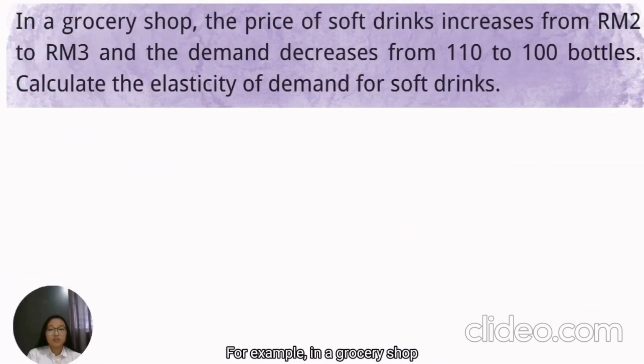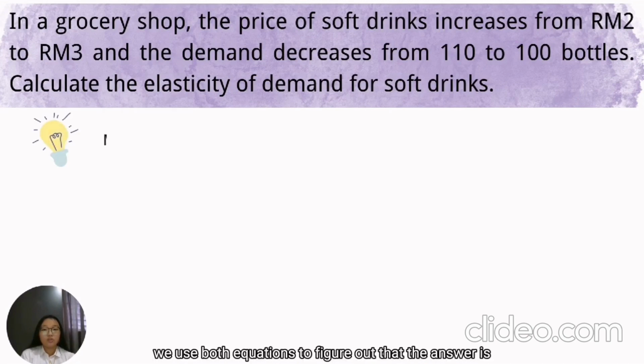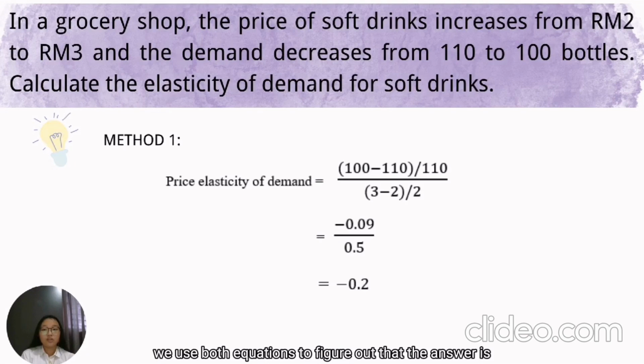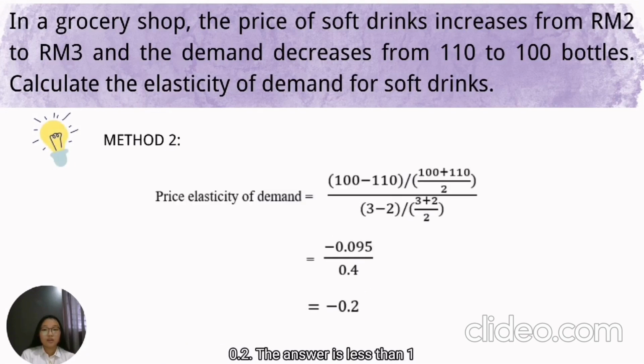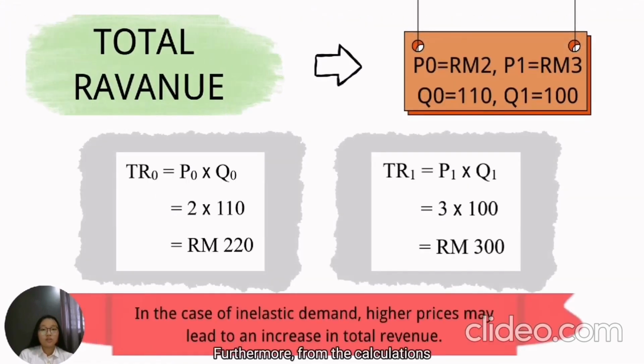For example, in a grocery shop, the price of soft drink increased from 2 ringgit to 3 ringgit and the demand decreased from 110 to 100 bottles. Calculate the elasticity of demand for soft drink. We use both equations to figure out that the answer is 0.2. The answer is less than 1, thus proving that soft drink is inelastic demand. Furthermore, from the calculation, we can see that increasing the price in the case of inelastic demand will increase the revenue.